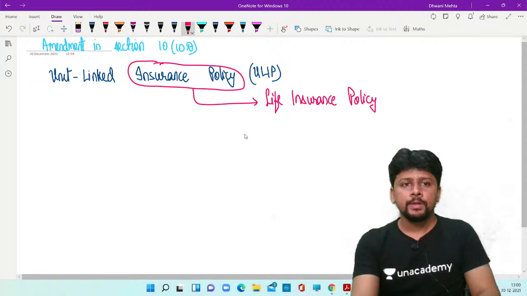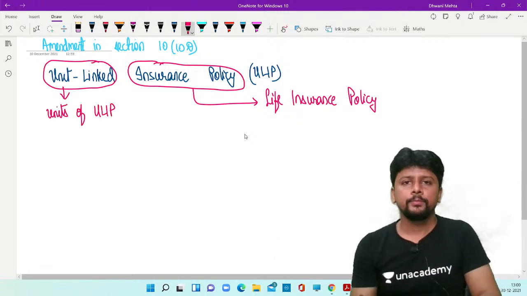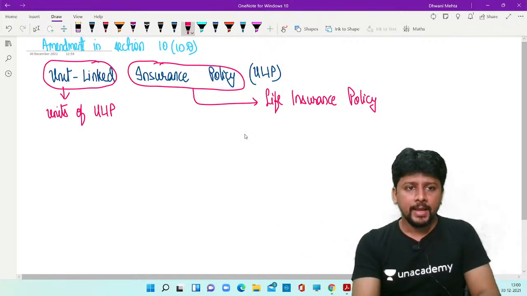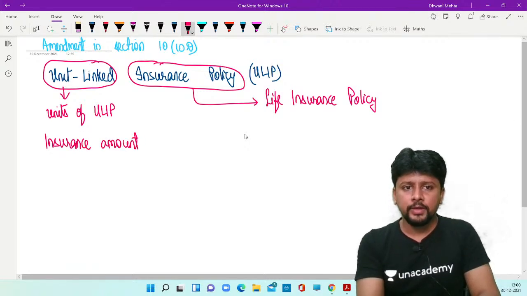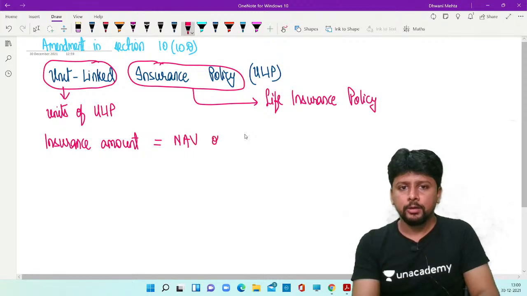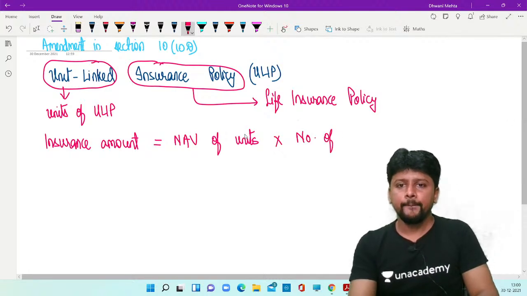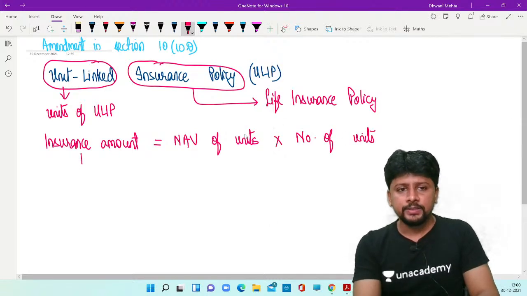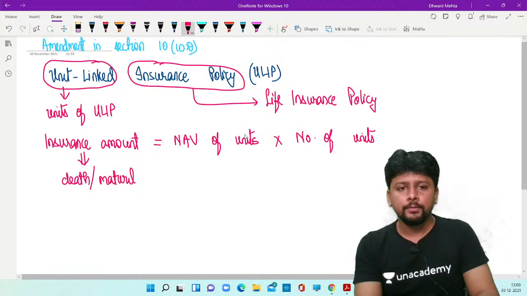But the difference is that it is linked to units, which means you get units of ULIP, like you get units of a mutual fund, and your insurance amount will be the NAV, net asset value, of those units multiplied by the number of units that you have. This insurance amount will be given to you at the time of death, or you can withdraw it. That means you can redeem your units like you redeem a mutual fund unit.